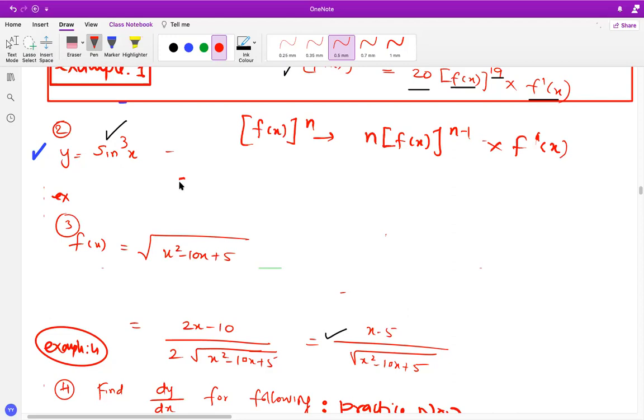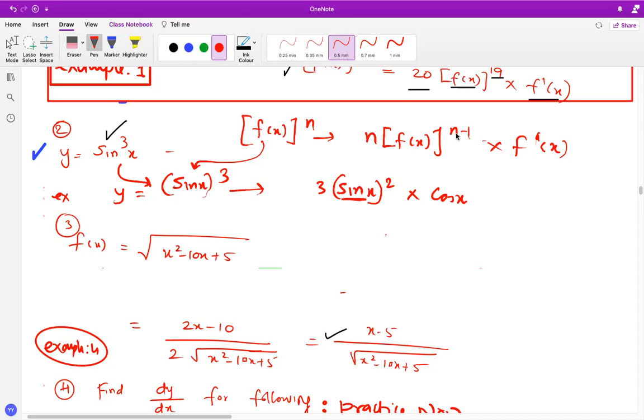So if I have, let's say, sine x the whole cube function, sine cube x can be first rewritten like this. This is my function here. Now, if you compare, my f of x is sine x, so it's going to be 3 times sine x to the power 2 into the derivative of sine x, which is nothing but cos x. So that's how you do the derivative of the sine cube x function using the chain rule that we learned.